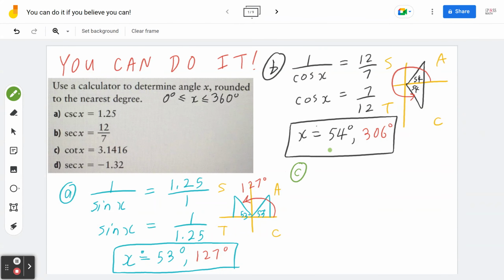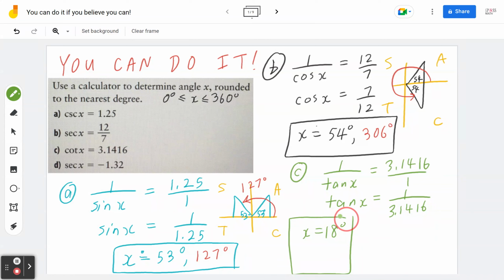Part C. If you think about cotangent x, which equals 3.1415, which is approximately pi just by inspection, again, cotangent x is 1 divided by tan x, which equals 3.1416. If you take the reciprocal of this, tan x is going to be 1 divided by 3.1416. Again, we're expecting two answers. You can grab the calculator, and if you take the inverse tan of 1 divided by 3.1416, that's going to be approximately 18 degrees.